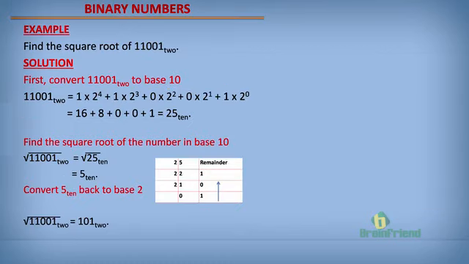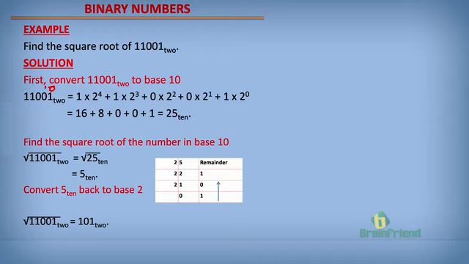Example: find the square root of 11001₂. As usual, we first convert to base 10, find the square root of the answer gotten in base 10, and convert back to base 2. So to convert this, we do this by method of expansion.